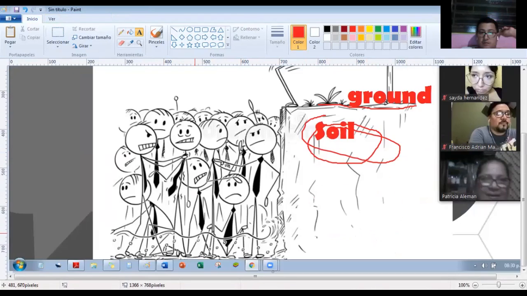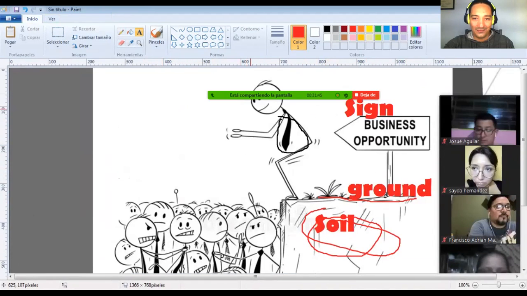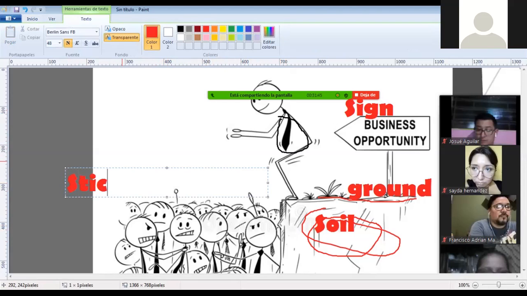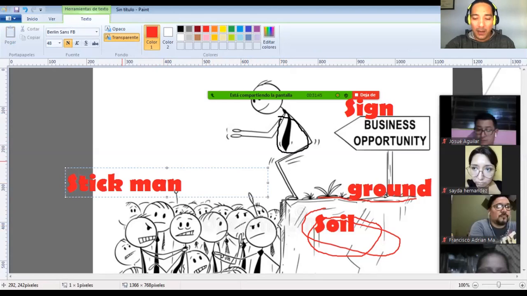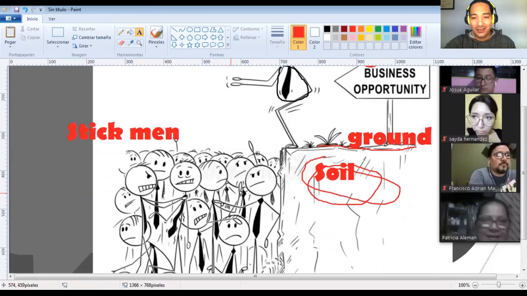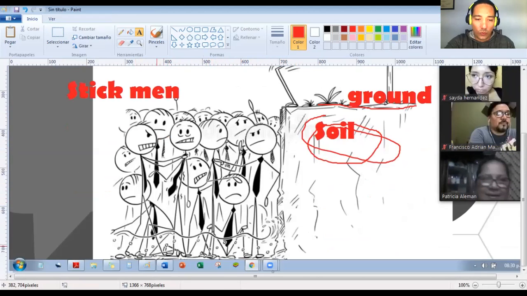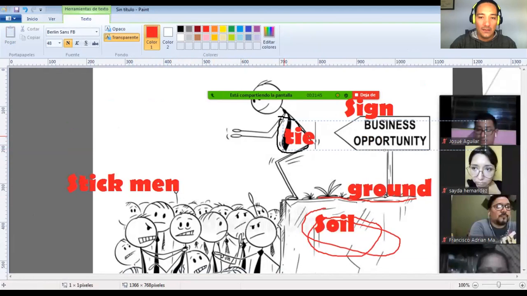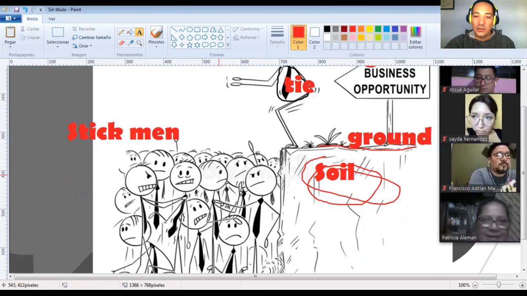How do you call these guys? Crowd. This sort of drawings. Stickman. Yeah. Stickman. So there's a lot of stickmen. Plural, men, singular, man. And so on. You can take a lot of vocabulary here. Here's water. They're in water, actually. We have ties. Somebody said tie. Okay, a tie. And so on.